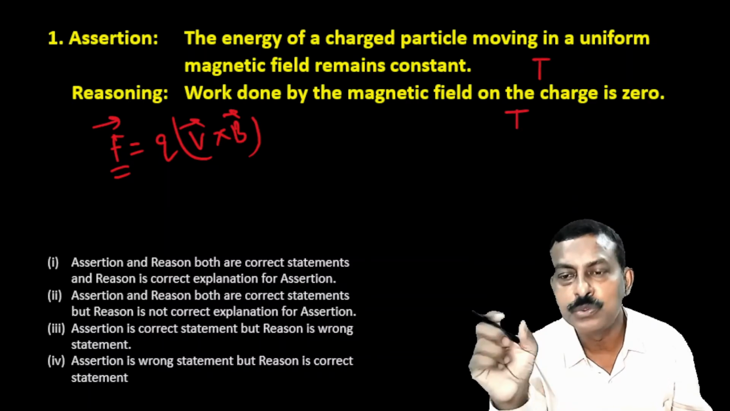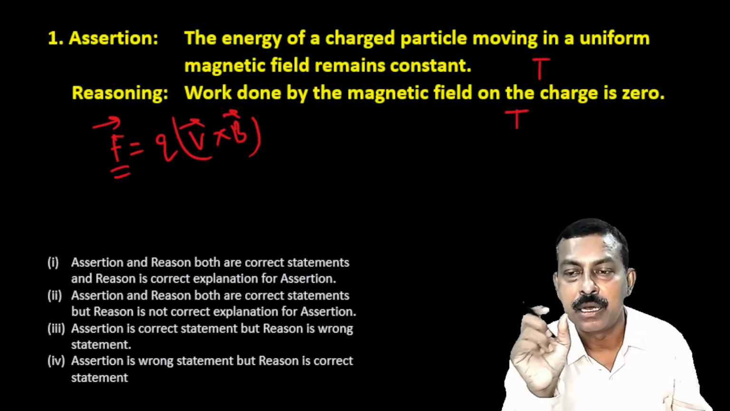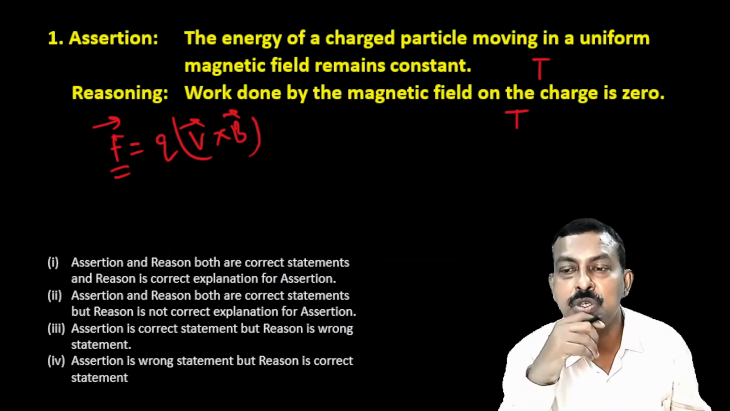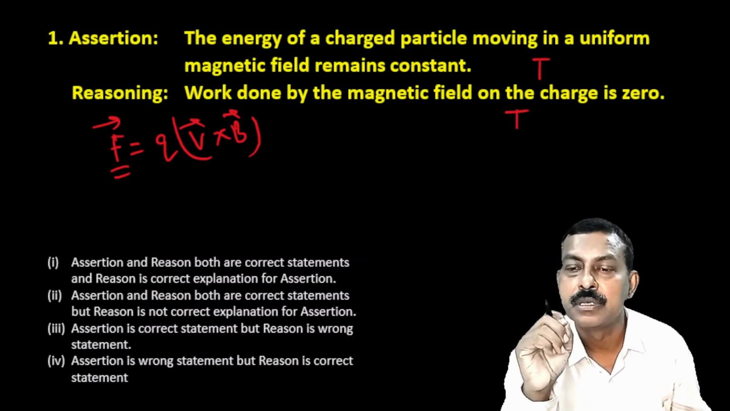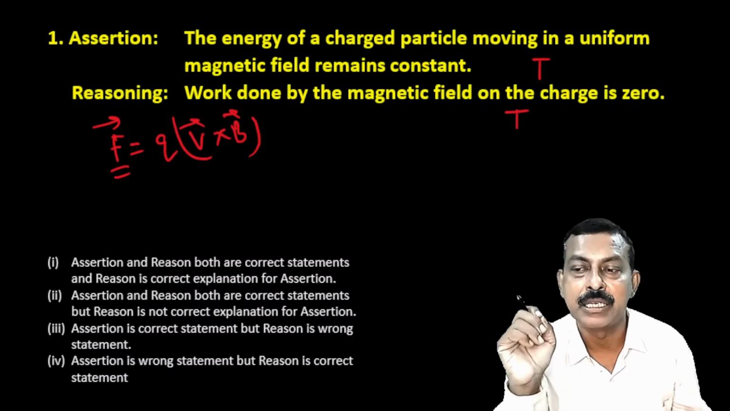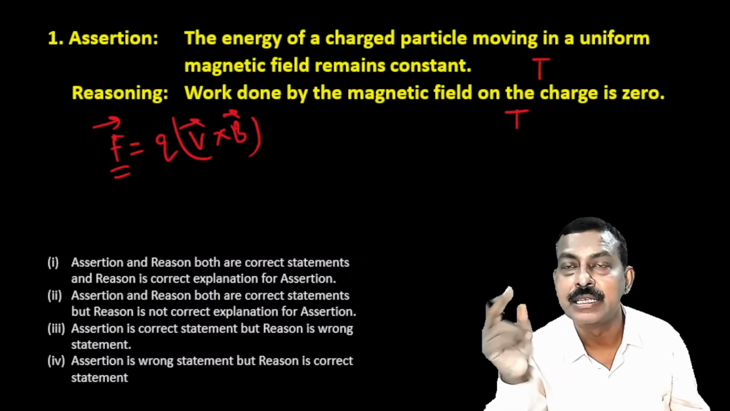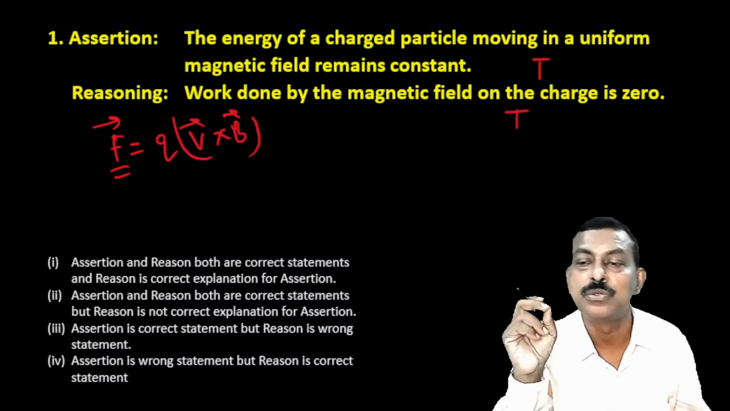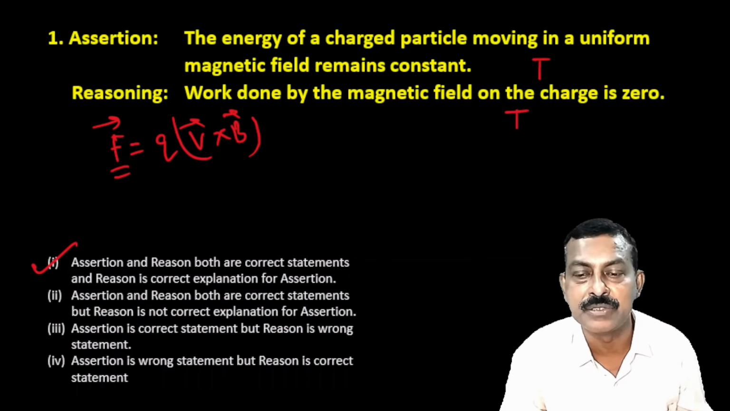So let's now read out the assertion and reason once again. The energy of a charged particle moving in a uniform magnetic field remains constant because work done by the magnetic field on the charge is 0. So it is explaining correctly why the energy should remain constant there. This gives the first option as the correct one.